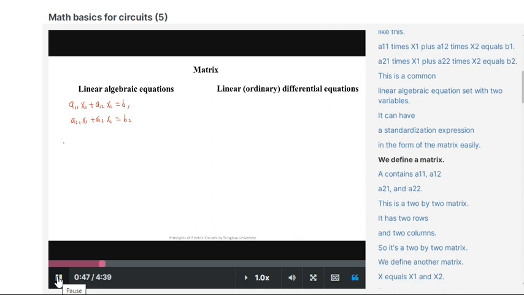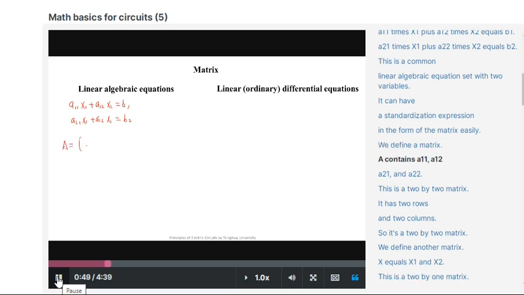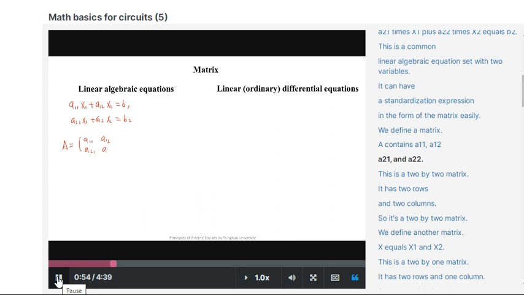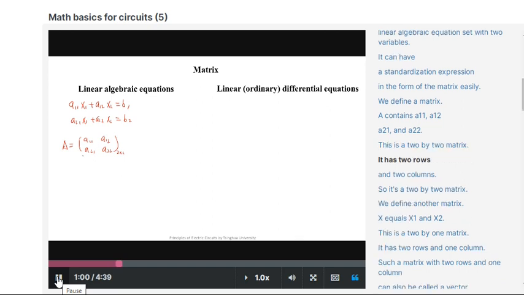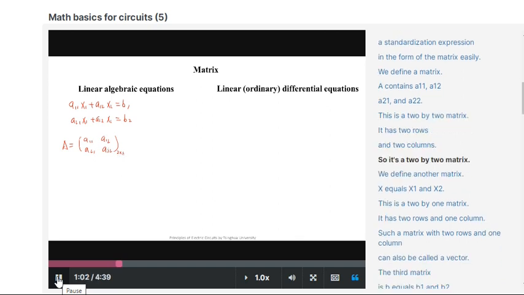We define a matrix A contains A11, A12, A21, and A22. This is a 2 by 2 matrix. It has 2 rows and 2 columns. So it's a 2 by 2 matrix.